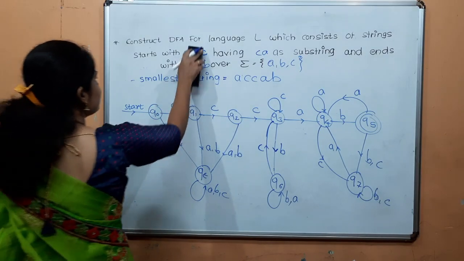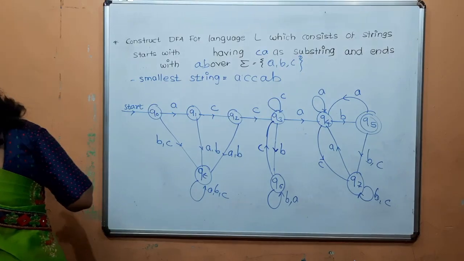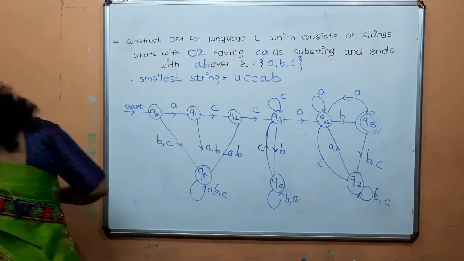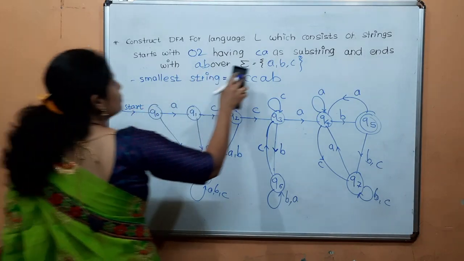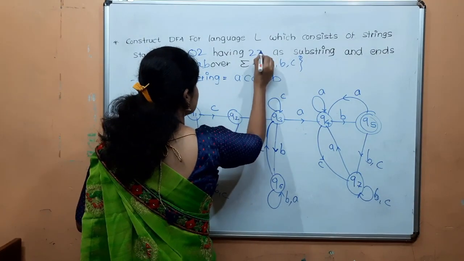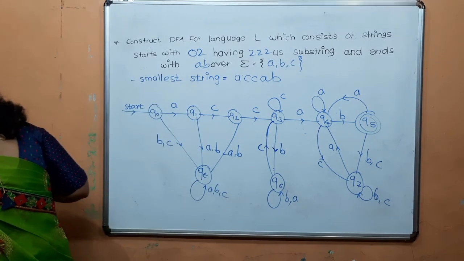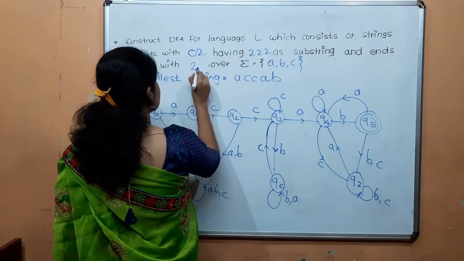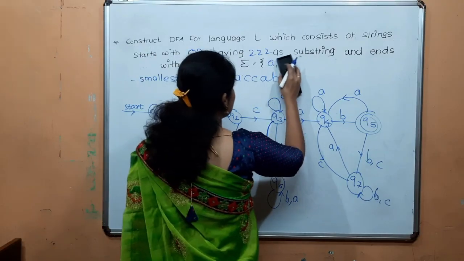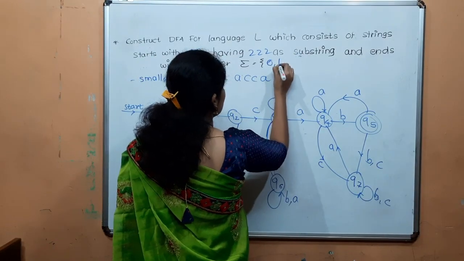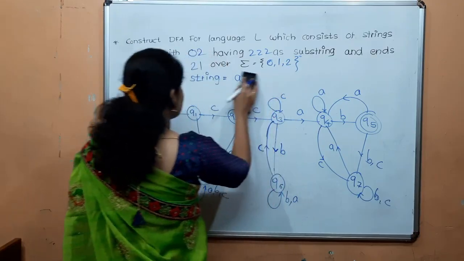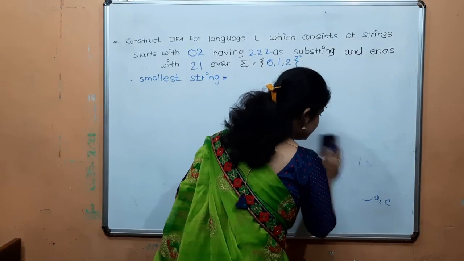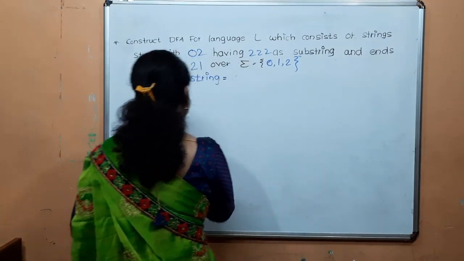Next example is that the string starts with 0, has 222 as a substring, and ends with 21, over the alphabet 0, 1, 2. Okay, now see the smallest string. What is this? Which is the smallest string?